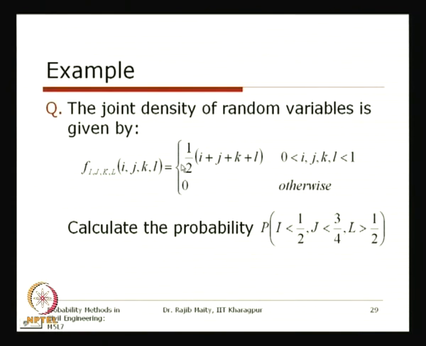One quick example involves the 4 random variables I, J, K and L, whose PDF is defined, and we have to calculate the probability of I less than half, J less than 3/4 and L greater than half. For K nothing is defined. One thing we have not shown here, you can check yourself: whether this is a valid PDF. To check that, you have to integrate over the range between 0 and 1 for all the random variables, four integrations with their limits, and check whether the final result is 1 or not.